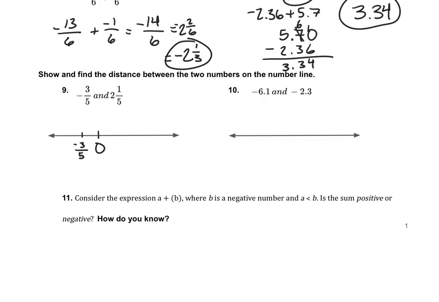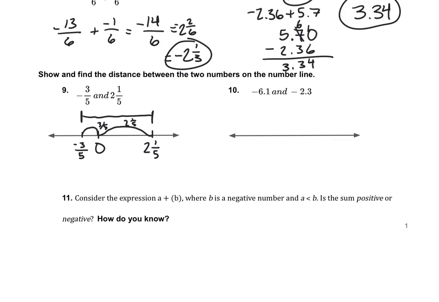2 and a fifth is positive. It'll be to the right of 0, and it's a lot further from it since I have a whole number out front of 2. And now I'm trying to figure out what this distance right there is. Well, I have a couple things I know. From negative 3/5 to 0, I go 3/5, or the absolute value of it is 3/5. And then from 0 to 2 and a fifth, that distance is 2 and 1/5.